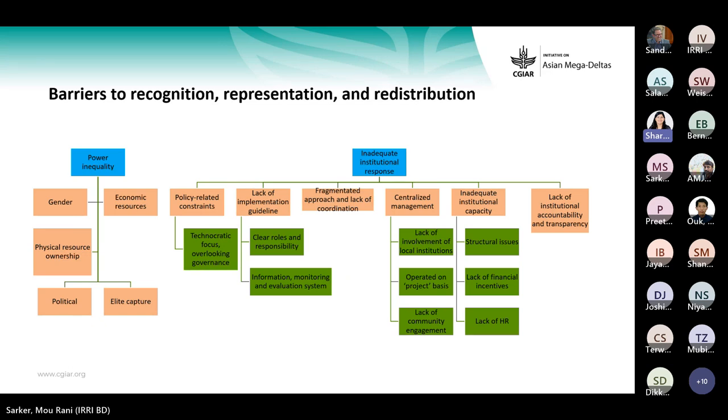Then there is centralized management. It is great that the guideline for participatory water management highlighted decentralization, giving ownership and power to local bodies. However, a lot of projects are implemented on a project basis, and the formal involvement of local institutions is not there.